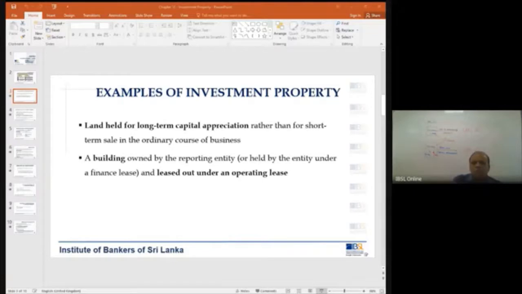Okay. So the answer is yes. Why? Under LKS 40, if an entity has not determined that it will use the land either as owner-occupied property or for short-term sale in the ordinary course of business, the land is considered as being held for capital appreciation. You see, the question clearly says the directors have not yet decided whether to build a factory for them to use or to keep it and sell it when value has risen. So that is like a short-term sale.